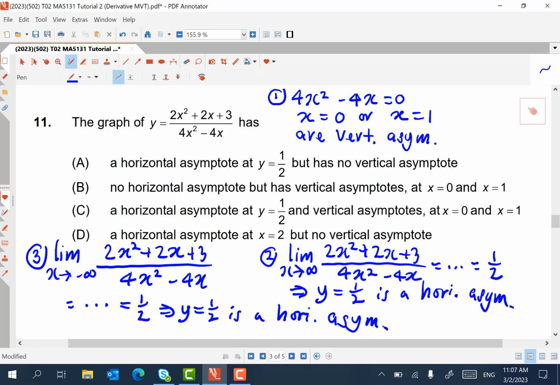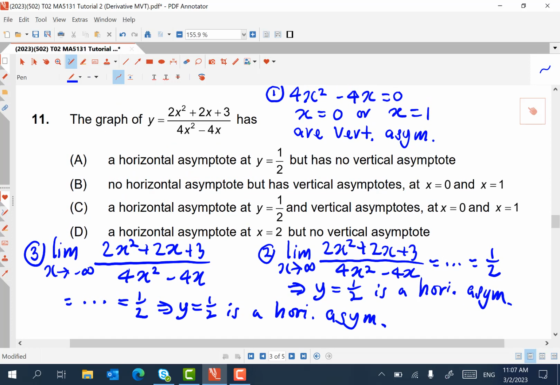So in this question, the function obviously has 2 vertical and 1 horizontal asymptote. Let's check again: a horizontal at y equals half, and vertical at x equals 0 and 1. So for the reason, yesterday Ethan was eagerly telling the class, C. So 11 is indeed C.